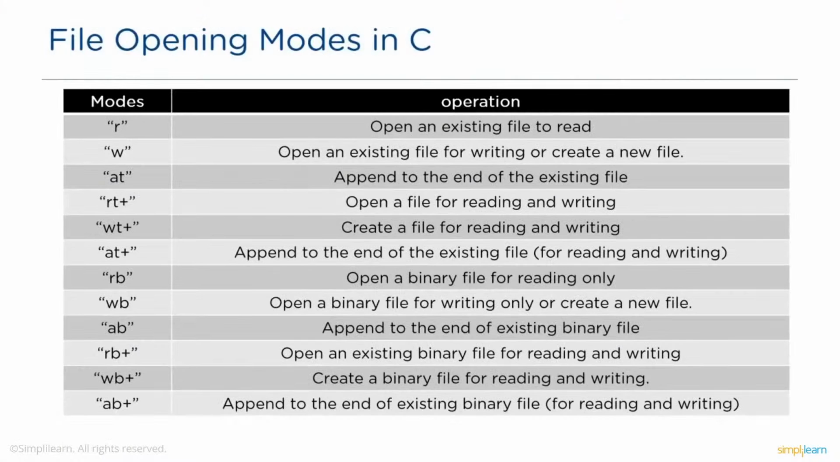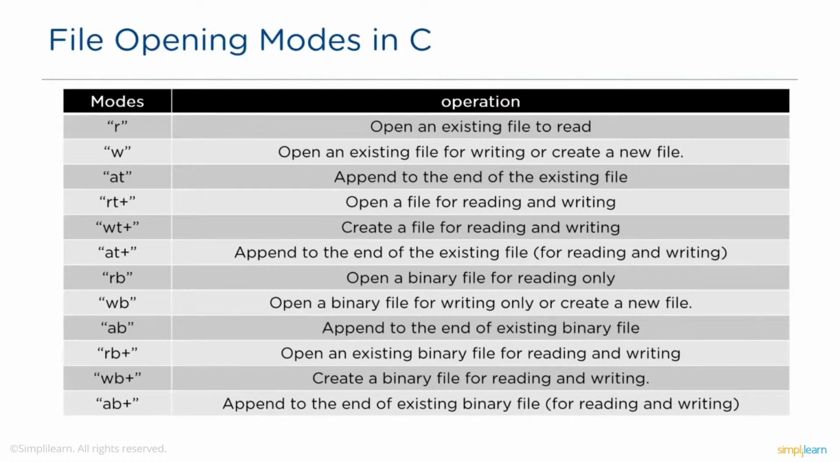These opening modes specify on what basis the file is opened. For example, suppose you want to write something on the file. We open an existing file using the fopen function and specify the mode either to read or write the file. And that is done using the following file opening modes.